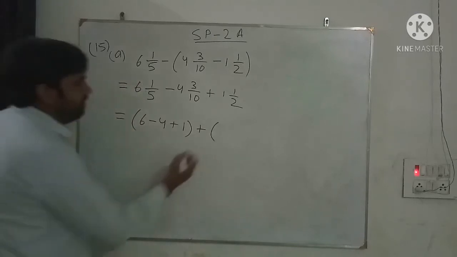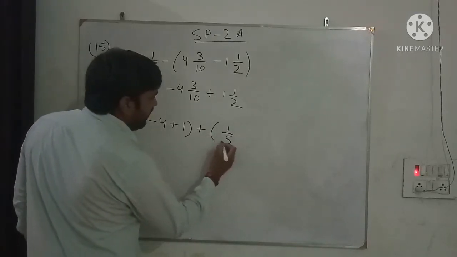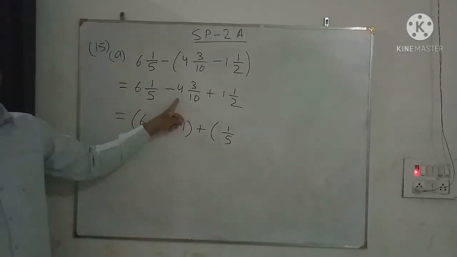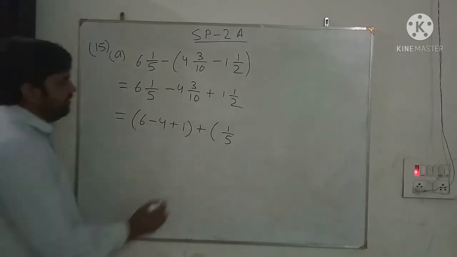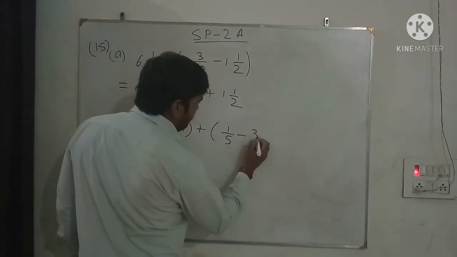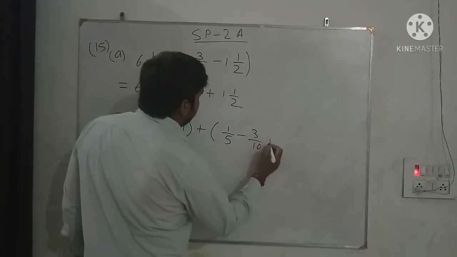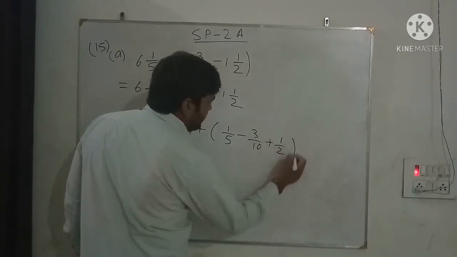1 by 5, and this fraction is negative. The mixed number is negative, so the fraction would also be negative. So minus 3 by 10. Next fraction 1 by 2. Like this also we can do.